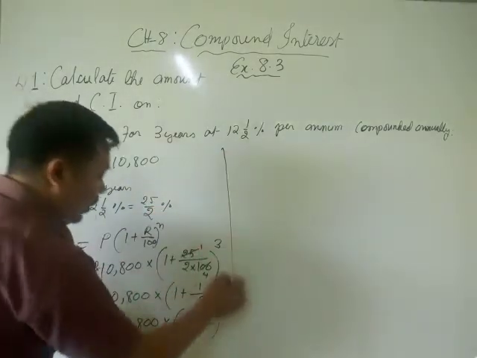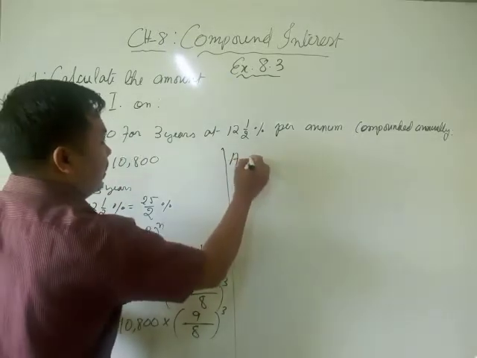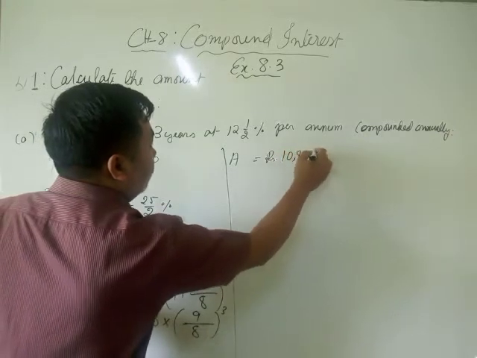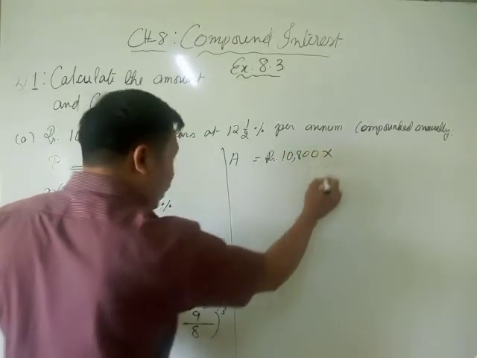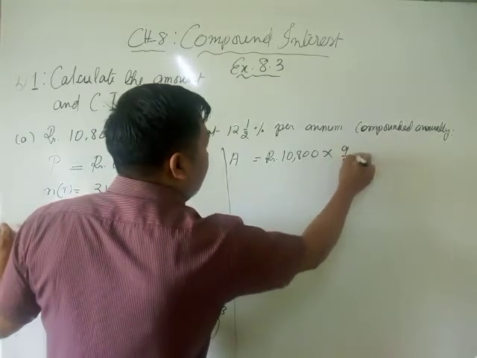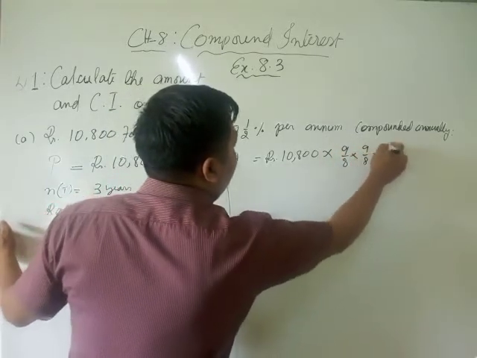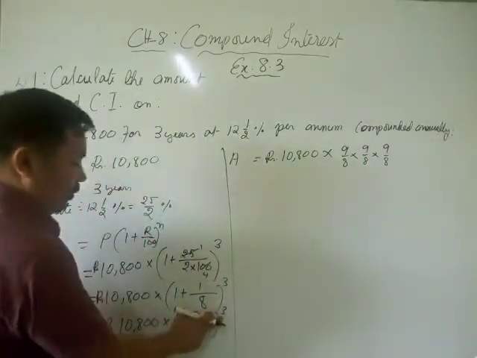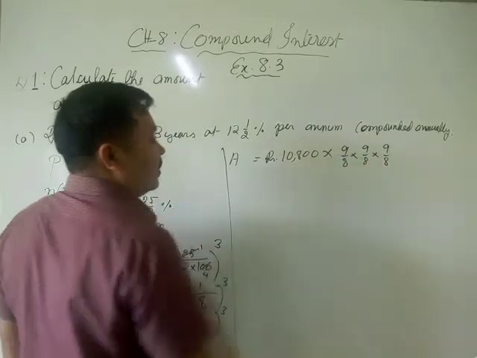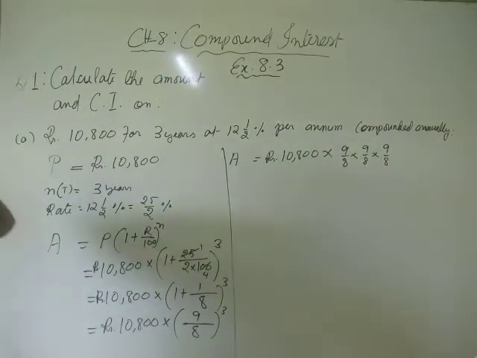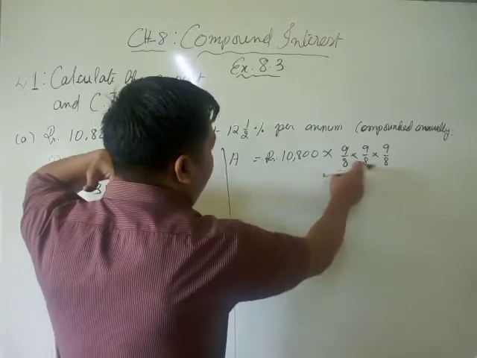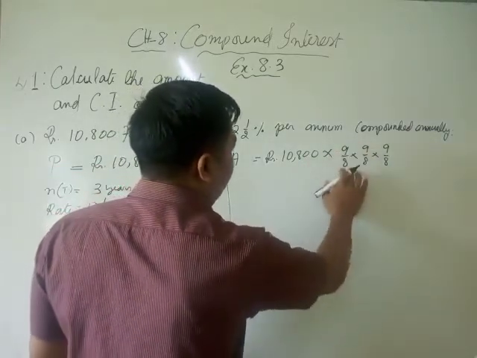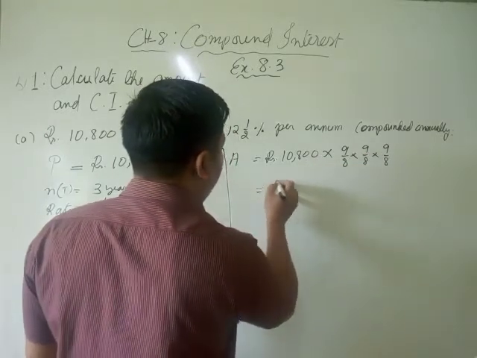Now, finally what do we get here? Amount is rupees 10,800 into 9 by 8 into 9 by 8 into 9 by 8. So 3 times, we have to take this multiplication 3 times. My dear students, you see here, you can cancel again and again. So let us see by multiplying 9 by 8 three times with this, how much we get.